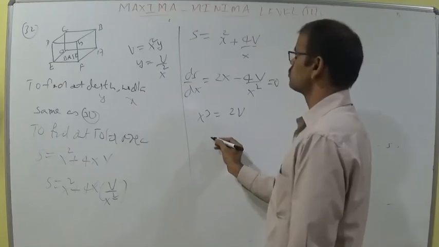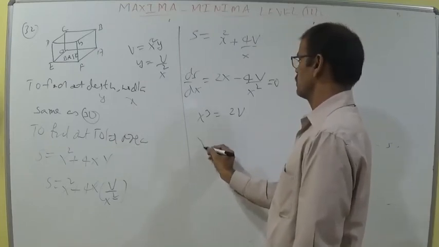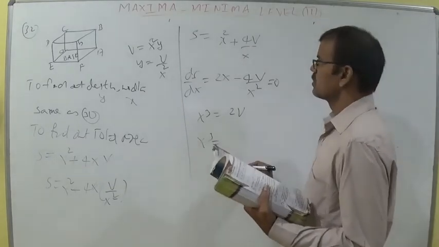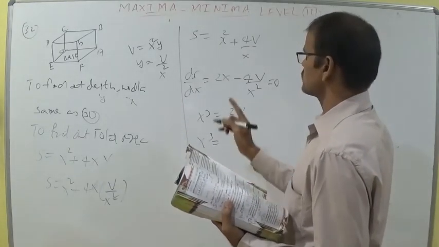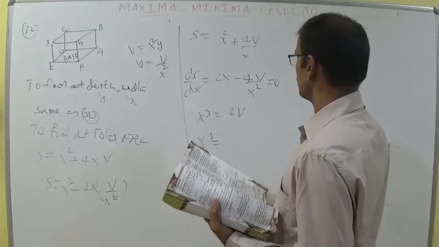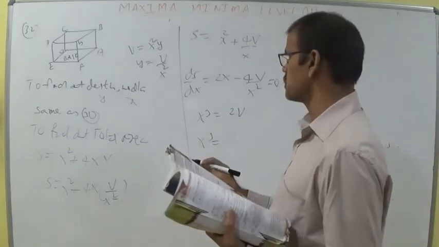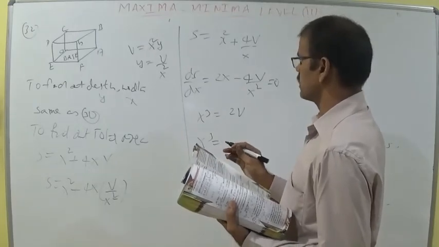X cube is equal to 2V. So what is V? X cube is equal to what he is asking. V is equal to x square y. X square y is equal to, he is asking depth y to x. Y by x should be calculated.